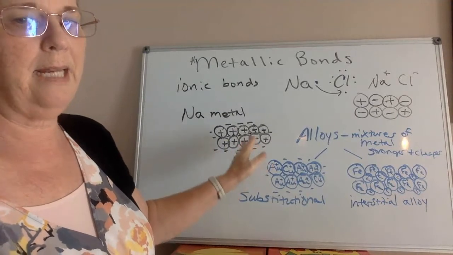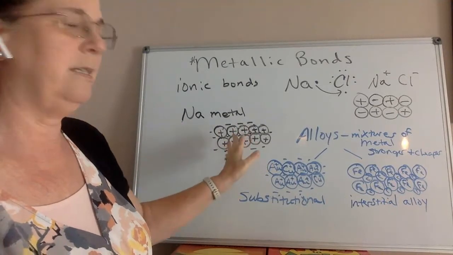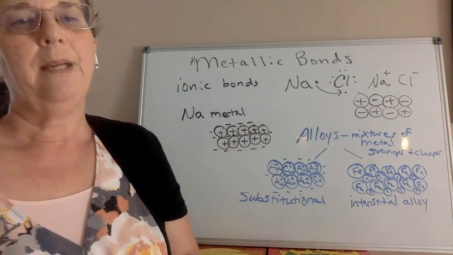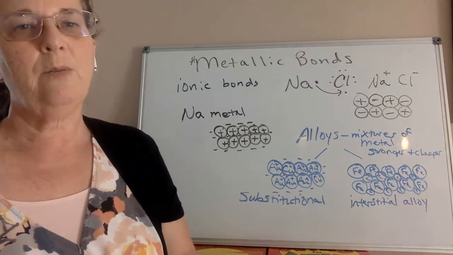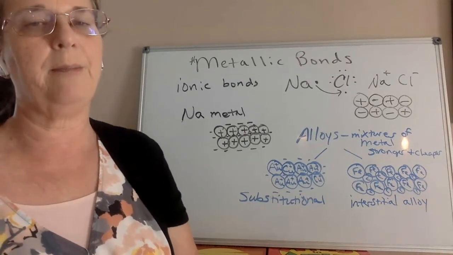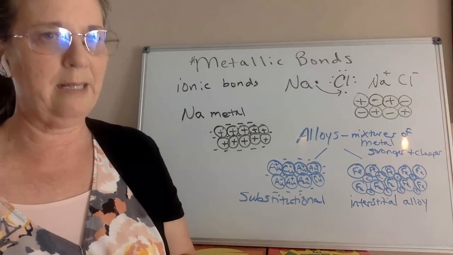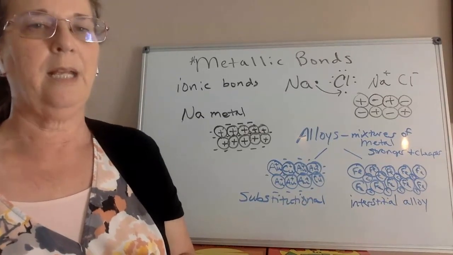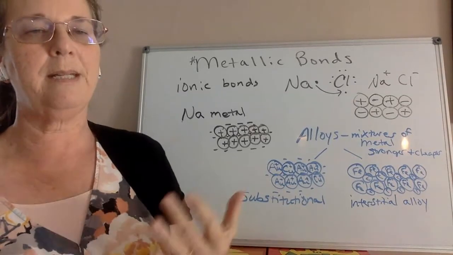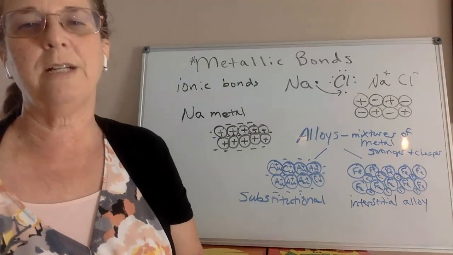Again, it's not a chemical bond really. It's more of an intermolecular bond, but we classify it as a chemical bond because we know the three. Ionic is metals with nonmetals. Metallic is metal with metal, and then covalent is nonmetal with nonmetal. So it makes a nice, complete little package there.